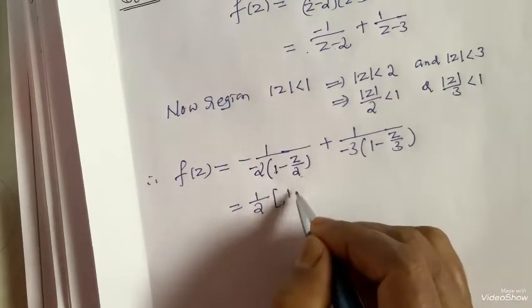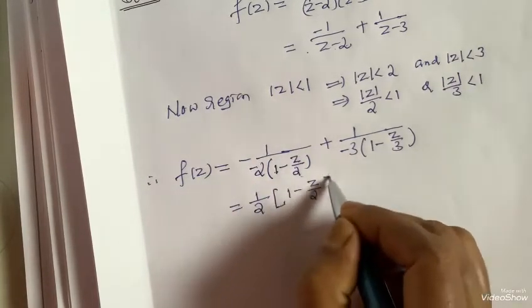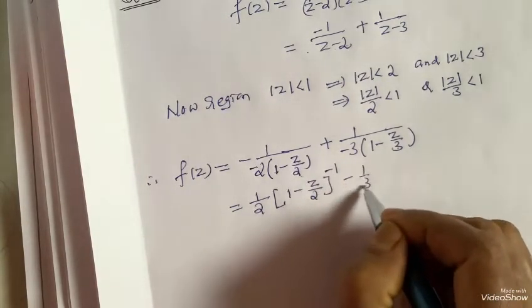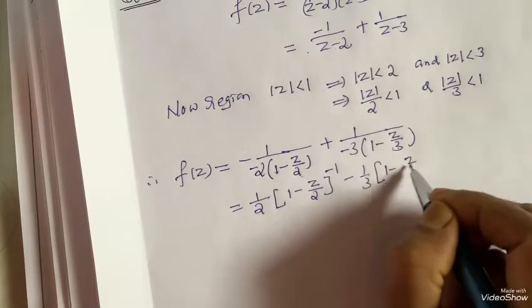You bring it in the numerator. 1 minus z by 2 to the power minus 1, minus 1 upon 3, 1 minus z by 3 to the power minus 1.